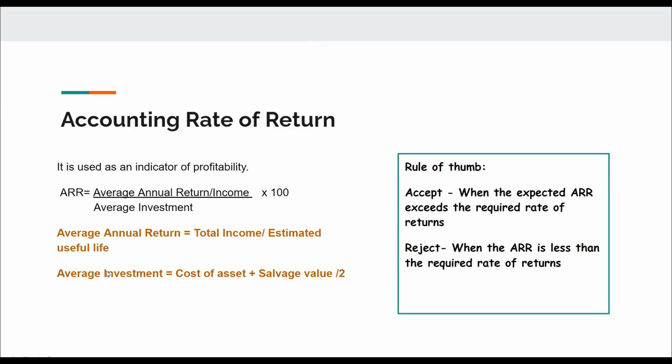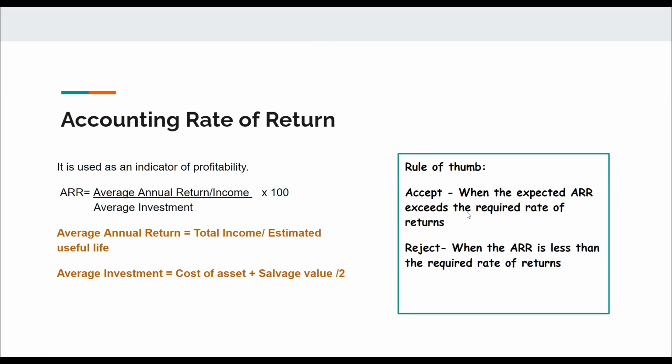Right. So I was saying the average investment is the cost of the asset plus the salvage value, divided by 2. Now the rule for accounting rate of return is that we accept it when the expected annual rate of return exceeds the required rate.